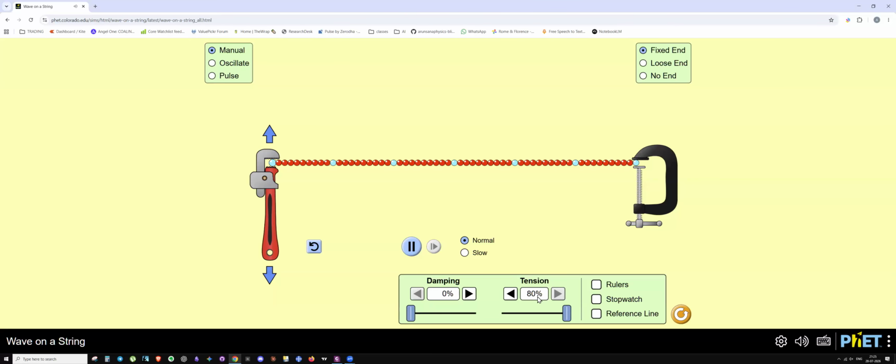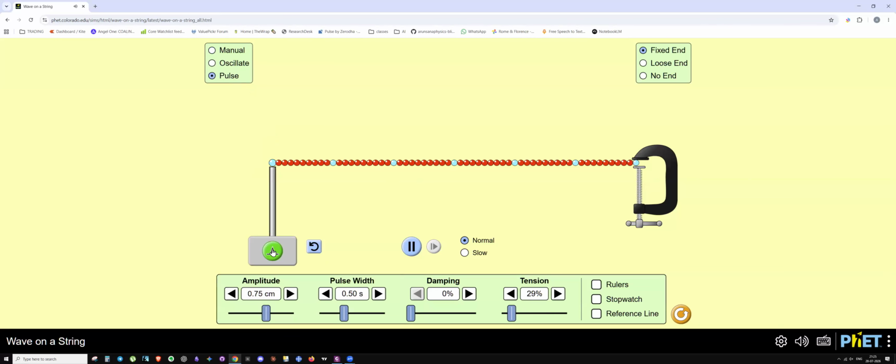You can see something called tension. So I can increase or decrease the tension. If I decrease the tension, the string is pretty loose, and if I generate a pulse, there's an amplitude. I can give an amplitude here, and I'll see how it is traveling. Now the same thing: if I increase the tension to full and send the pulse, it goes pretty fast.